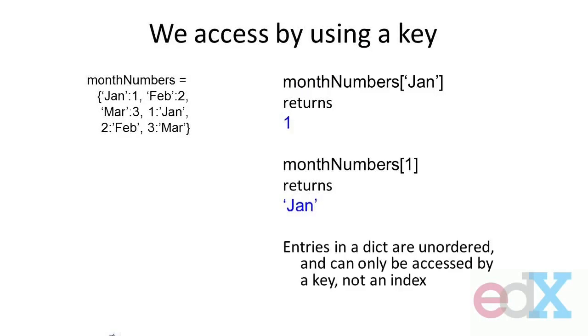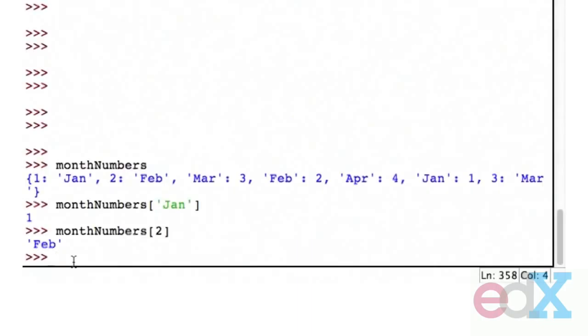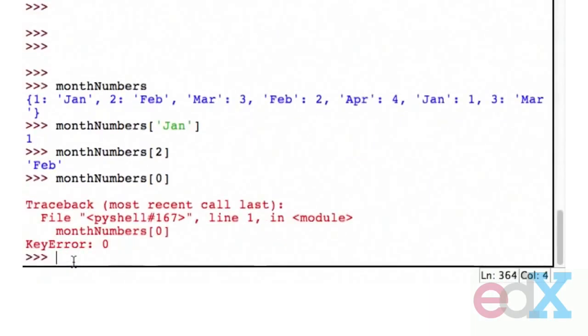It's important to notice that the entries in a dictionary are unordered, and they can only be accessed by a key, not an index. And in fact, if you look back on my IDLE screen, you can see when I printed out month numbers, it gave me the dictionary, and notice they weren't in the form that I typed them in. I typed them in with Jan of 1, and yet it has 1 and Jan as being the first element of it. And so if I somehow say, gee, I'd like to get what I think is the 0th entry of month numbers, which would be that 1 Jan pairing, it's going to complain. Because in fact, I can't index by number, I have to index by key.